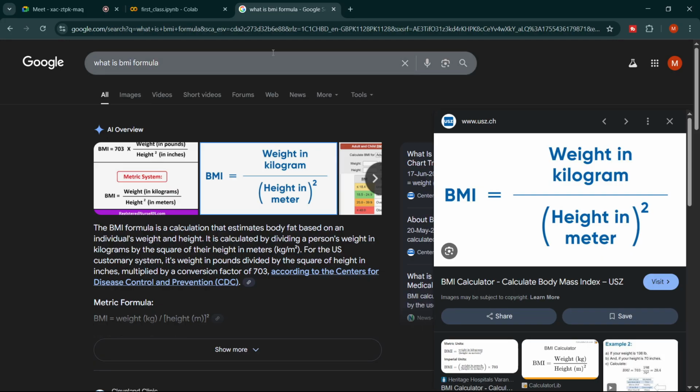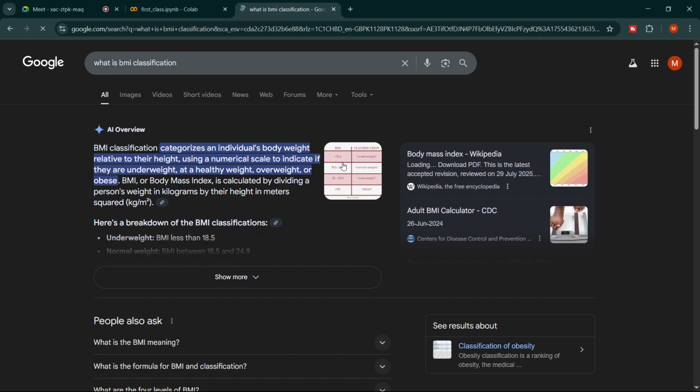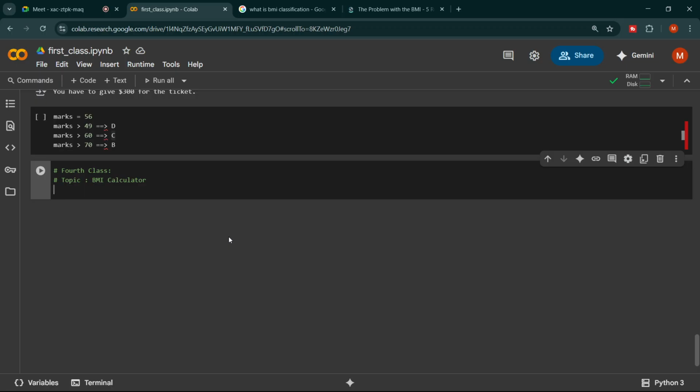And then there is something, let me write, classification for this. So we will see a chart here. We can see that if BMI is less than 18.5, we can show the user that he or she is underweight. If the BMI is between 18.5 and 24.9, he has normal weight. Similarly, from 25 to 29.9, he or she is overweight. And if it is greater than or equal to 30, the term for the person is obese. So this is a classification which we will be doing in the code. So let's go to the Google Colab and let me write weight here.